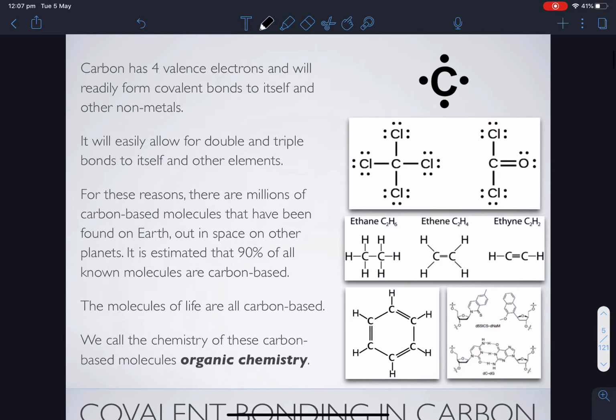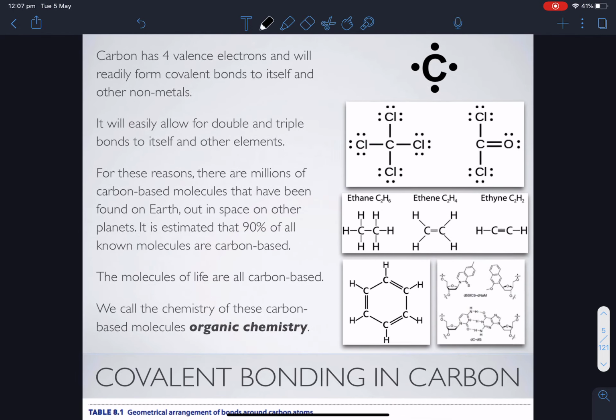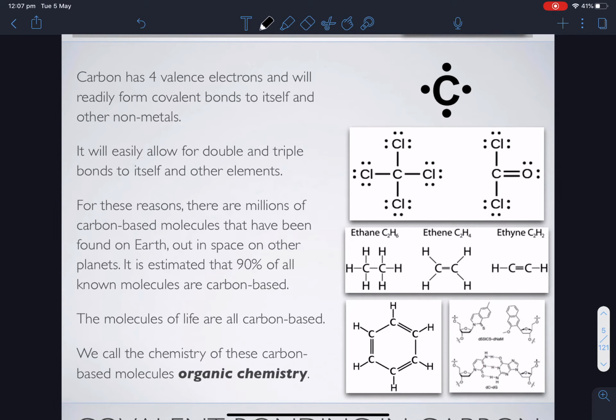The other reason is the 4 valence electrons of carbon. It makes it able to have 4 single bonds and bond to all different types of non-metals.